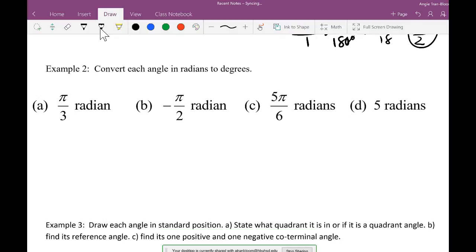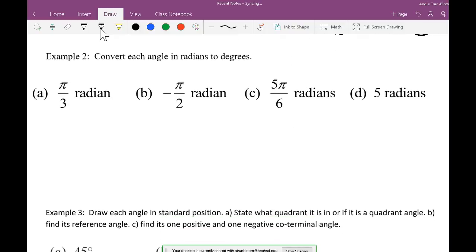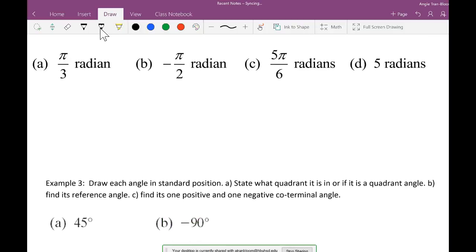Okay. So today, guys, we're going to do example 2 and example 3. Can you please, Sean, help me read the directions to example 2? Perfect. Example 1 was doing what? Degrees to radians. So guess what? This is just the opposite. So here we go. Let's start with A.